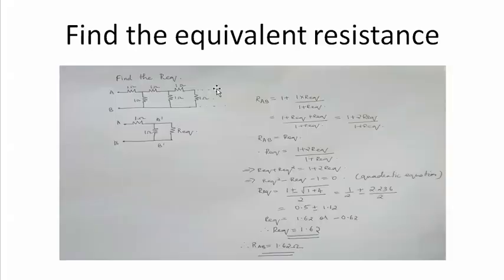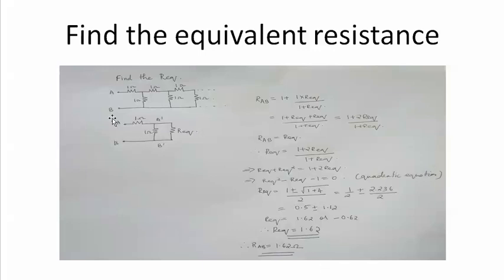So if we are asked to find out the R equivalent of this particular circuit, how will you find out? So RAB is equal to 1 plus 1 into R equivalent by 1 plus R equivalent. So on solving, RAB is equal to R equivalent. So R equivalent is equal to 1 plus 2 R equivalent by 1 plus R equivalent. Solving the quadratic equation, you get R equivalent as 1.62 or minus 0.62. Taking the positive value, R equivalent equal to 1.62 ohms. So RAB is 1.62 ohm.